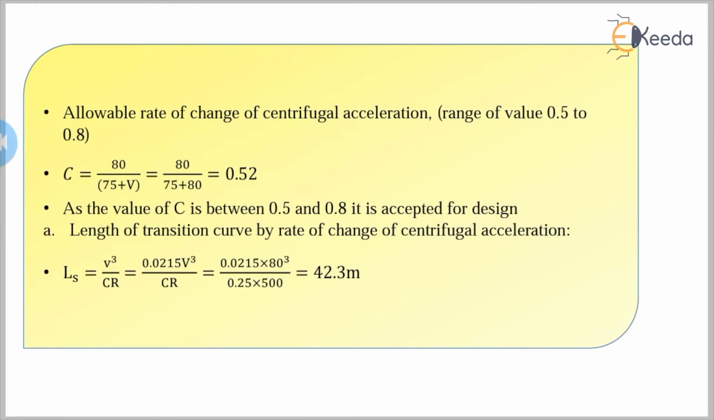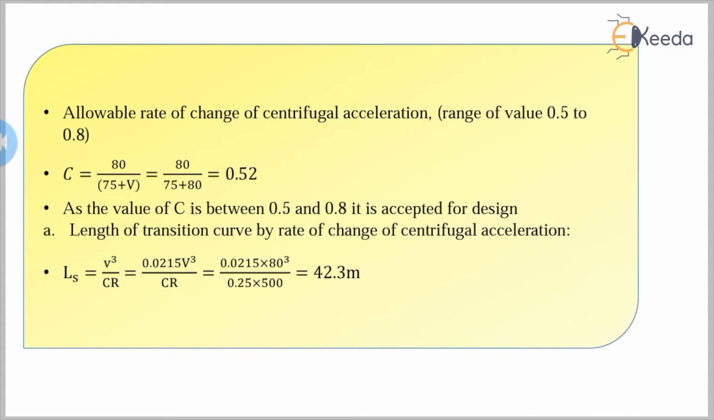And the solution: allowable rate of change of centrifugal acceleration ranges from 0.5 to 0.6, that is C is equal to 80 upon 75 plus V, which comes to between 0.5 to 0.8. As the value of C is between 0.5 to 0.8, it is accepted for design. Now we will calculate length of transition curve by rate of change of centrifugal acceleration. The formula is Ls is equal to V cube upon CR.